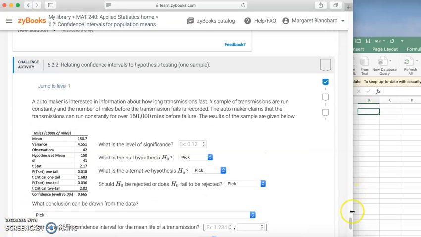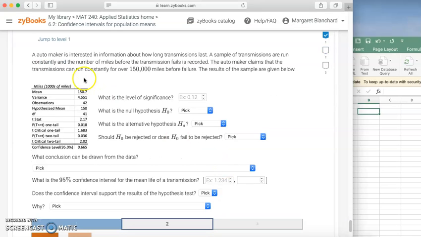We're still looking at the automaker. So here we're looking at what is the level of significance. Well, we're given the confidence level is 95%, so that means our level of significance is 0.05. What is the null hypothesis? Remember, the null hypothesis in this case is always that the mean is equal to the test value that we're looking at. So it's that the mean is equal to 150,000. The alternative hypothesis: the automaker claims that the transmissions can run constantly for over 150,000. So that means we're trying to test to see if that mean is greater than 150,000.